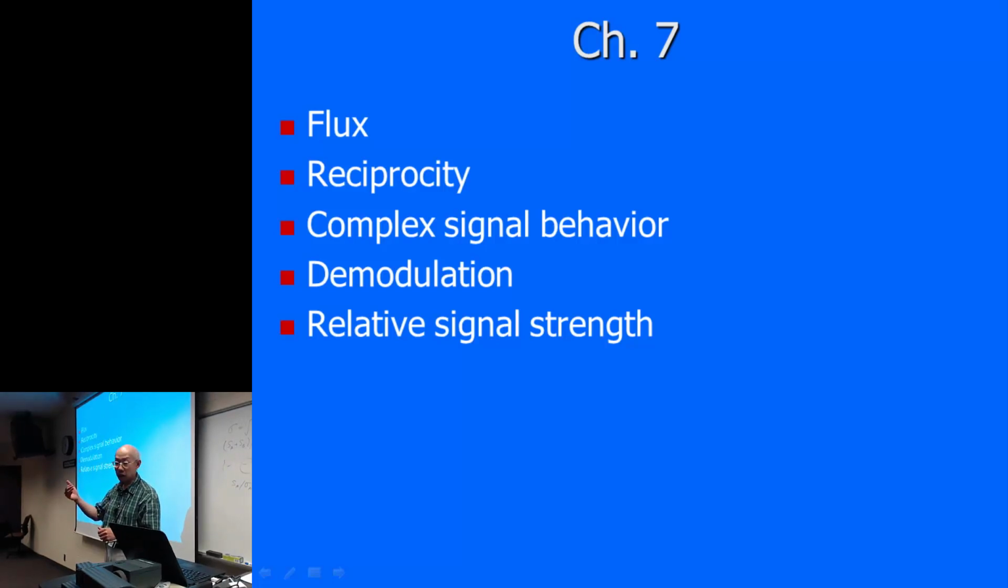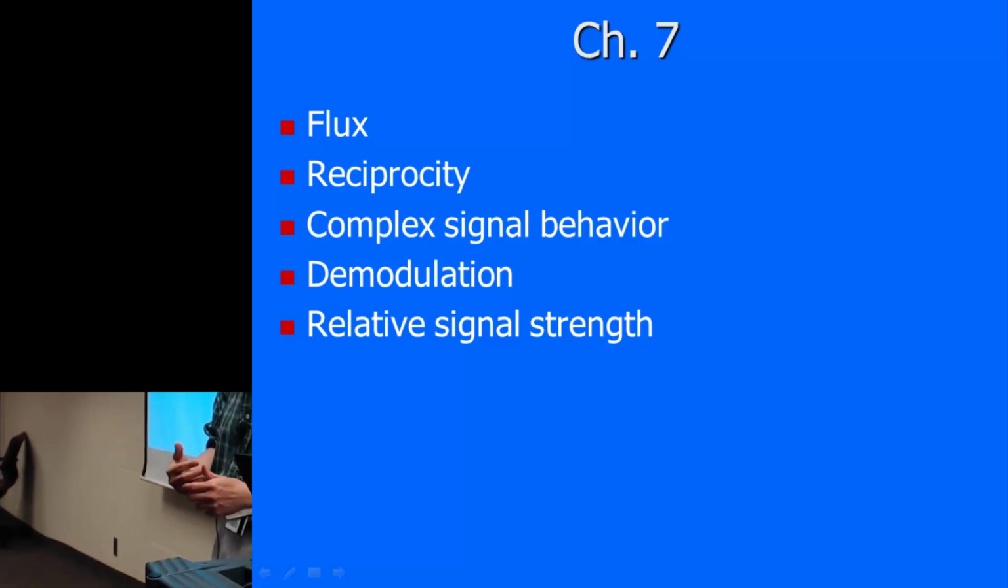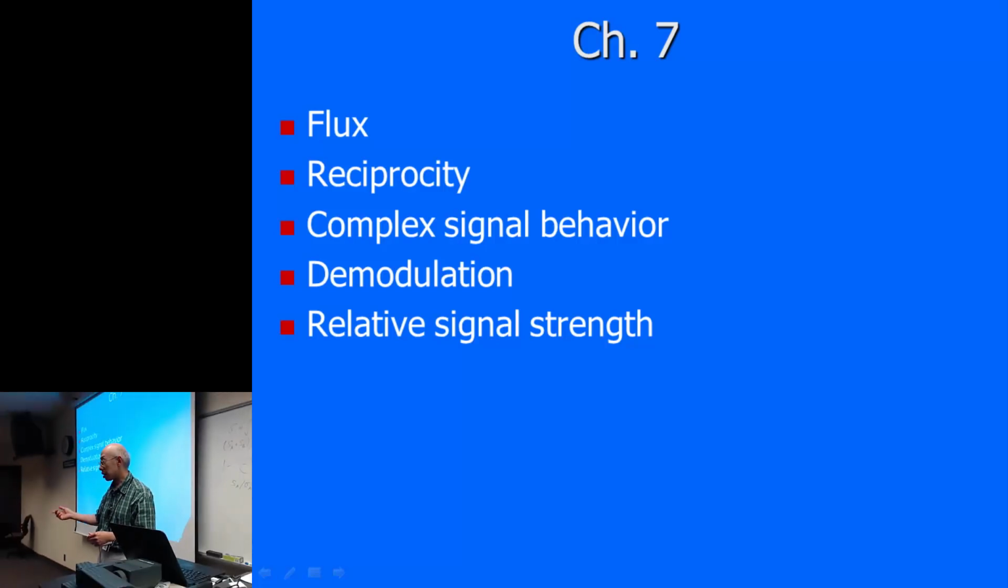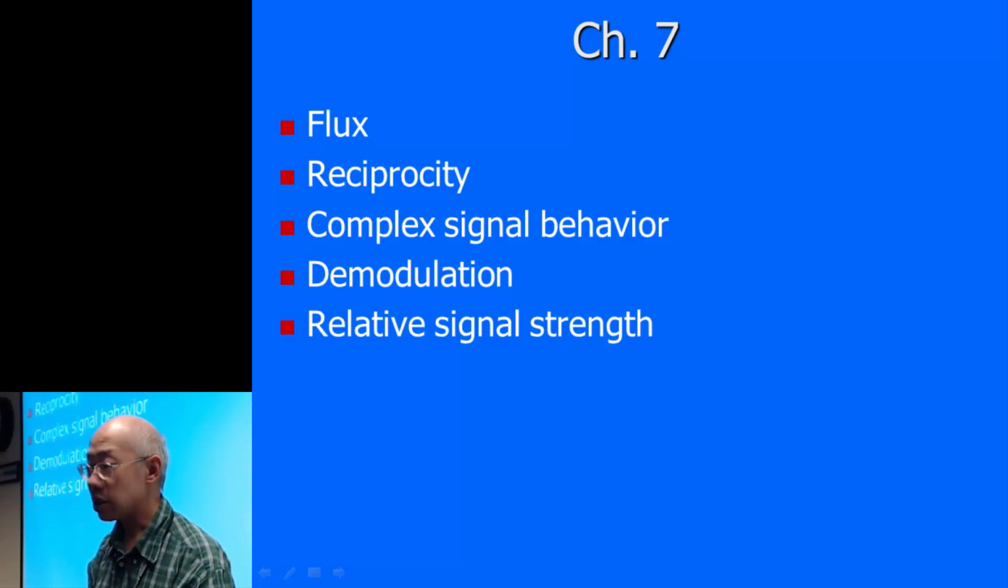Now, if you look at the signal to noise ratio, which you will learn in chapter 15, the signal to noise ratio is linearly proportional to the field strength, but it is proportional to the square of the gyromagnetic ratio. So it's this thing.